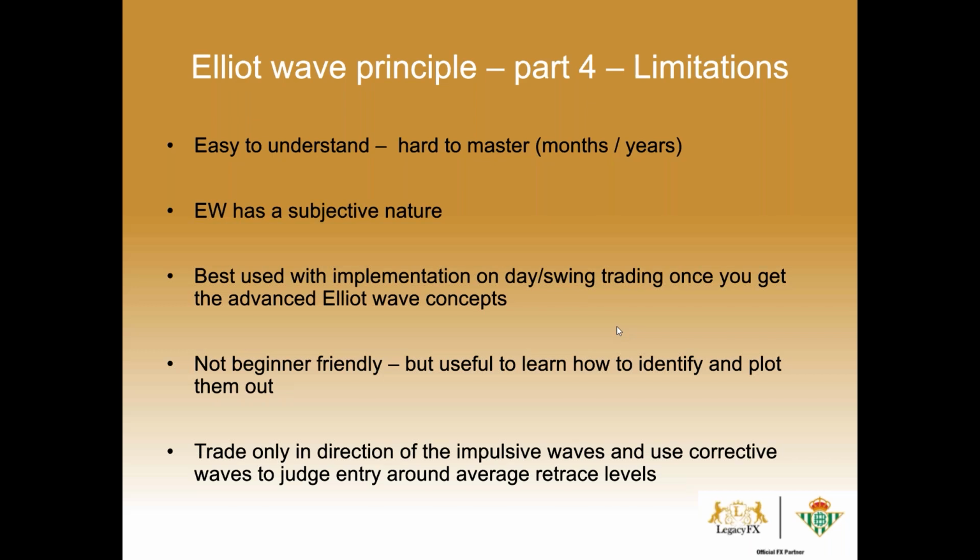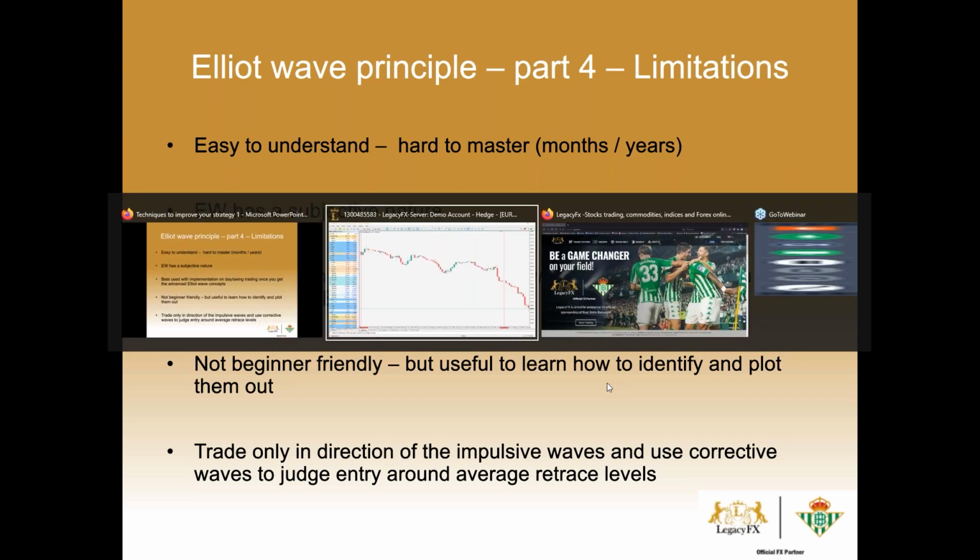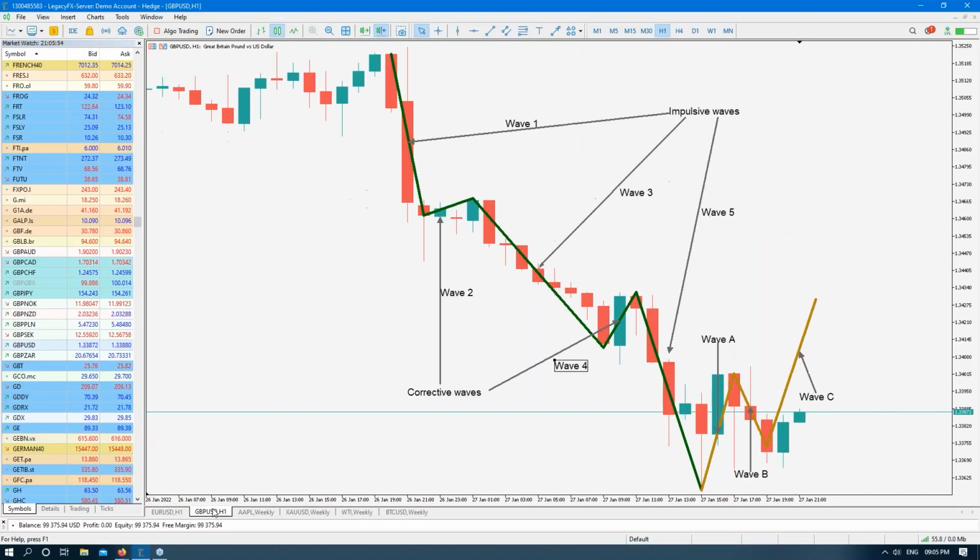And then you, generally speaking, only trade in the direction of the impulsive waves, and use the corrective wave to judge new entry points, basically on the average retrace levels. So basically Fibonacci. And then you use Fibonacci extrapolation in order to judge where my take profit is going to be, because that's probably the end of the next impulsive phase. So they go hand in hand because they do a lot of the same things. Okay, so let me just show you what an Elliott wave would actually look like.